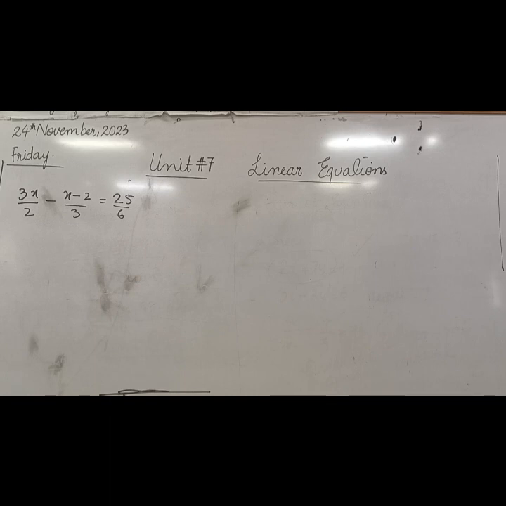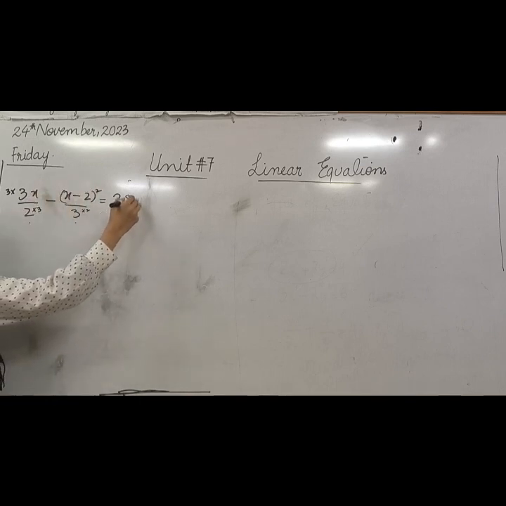The first step is to make the denominators the same. Because fractions are present, we will multiply each side by the LCM of the denominators to eliminate them. Because this is a fractional linear equation, we will make the denominators the same. 2, 3 and 6. What is its LCM? LCM is 6. So 2 will be multiplied with 3 to make 6, and this is 1, so we multiply it by 1.